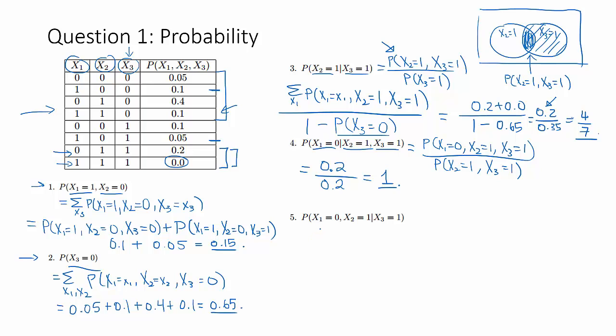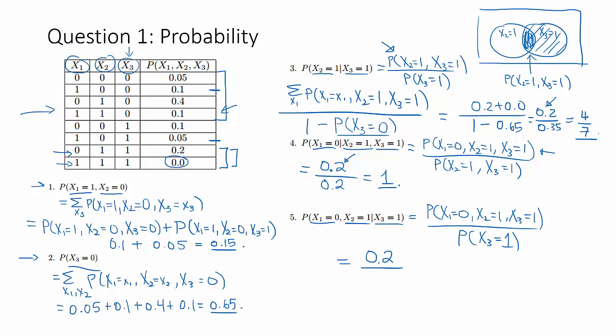And lastly, we are asked for the probability that x1 equals 0 and x2 equals 1, given that x3 equals 1. Again, we pull out our definition of a conditional probability. So in the numerator, again, we have the joint over x1 equals 0, x2 equals 1, and x3 equals 1. And now the denominator, we divide by the probability of the evidence, which is the probability that x3 equals 1. In the numerator, again, we look for the row matching x1 equals 0, x2 equals 1, x3 equals 1. That's exactly the same as the one we had in part 4. So the numerator is 0.2.